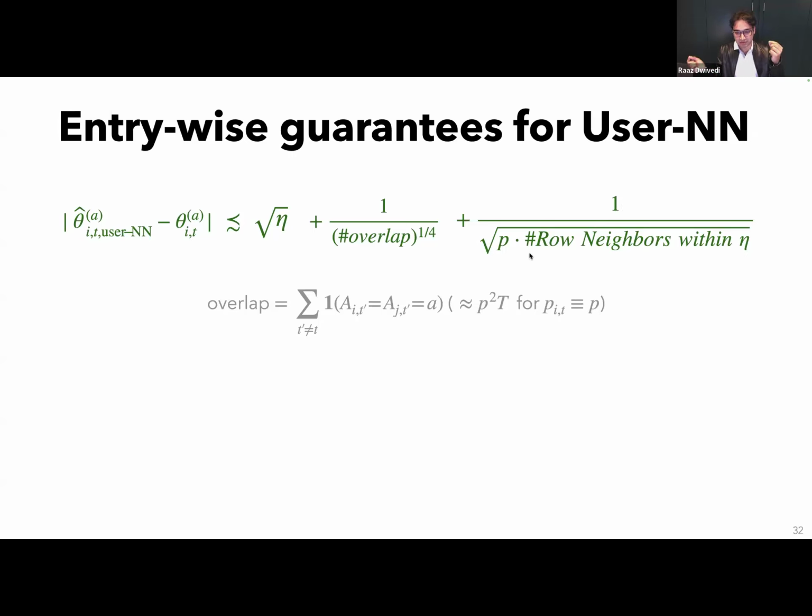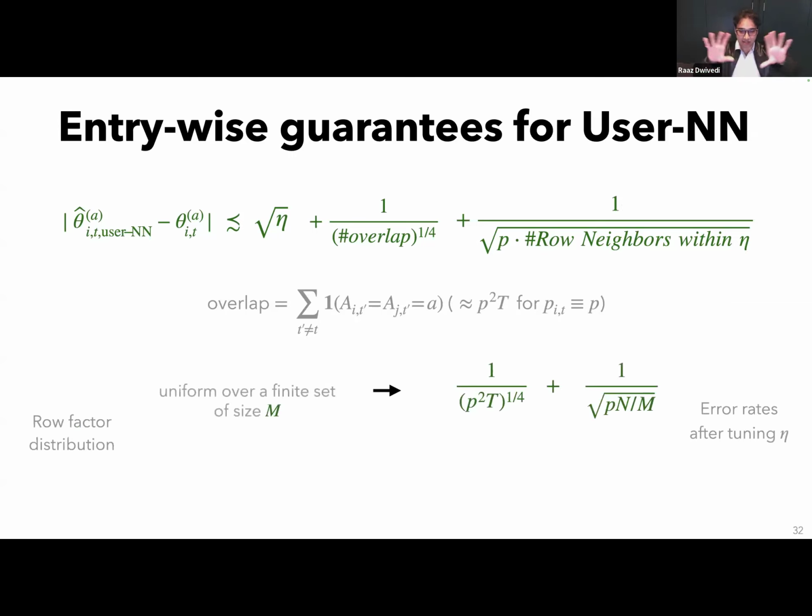That number of neighbors would depend on eta. So eta large means you are looking at a larger radius, so larger bias, but you will have more neighbors, so smaller variance. That's how you should think of eta: it is the bias-variance parameter here. This is a general error rate. It doesn't make too many assumptions.